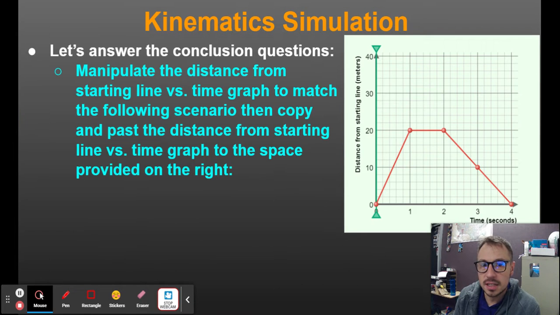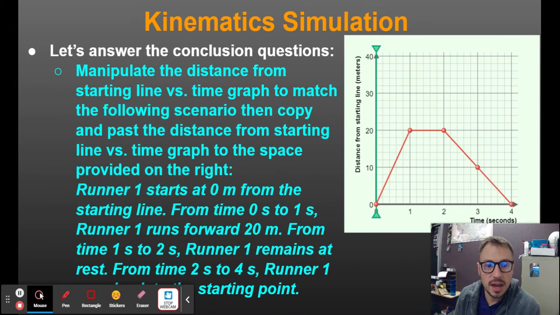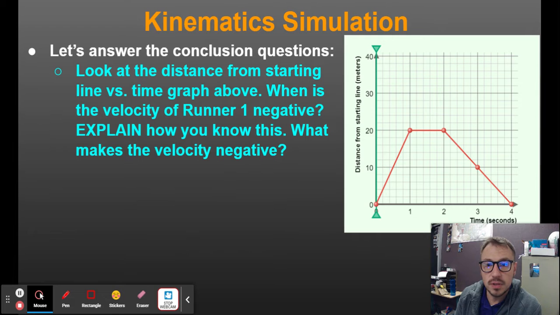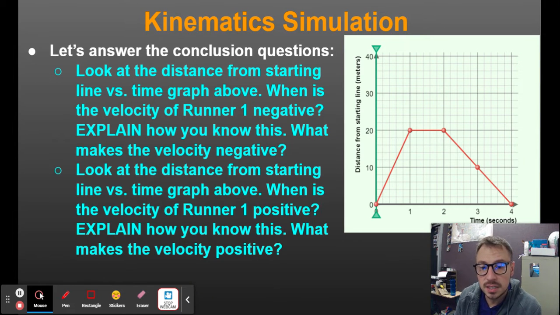So if we're looking at this, this is that situation that was given, and this is the graph that came with that, the distance from the starting line in meters and the time in seconds. Looking at the distance from the start line versus the time graph, when was the velocity negative? It's going to be when the slope is negative, because the slope of this line will be the velocity. Now, when will it be positive? It's going to be when the slope is positive.